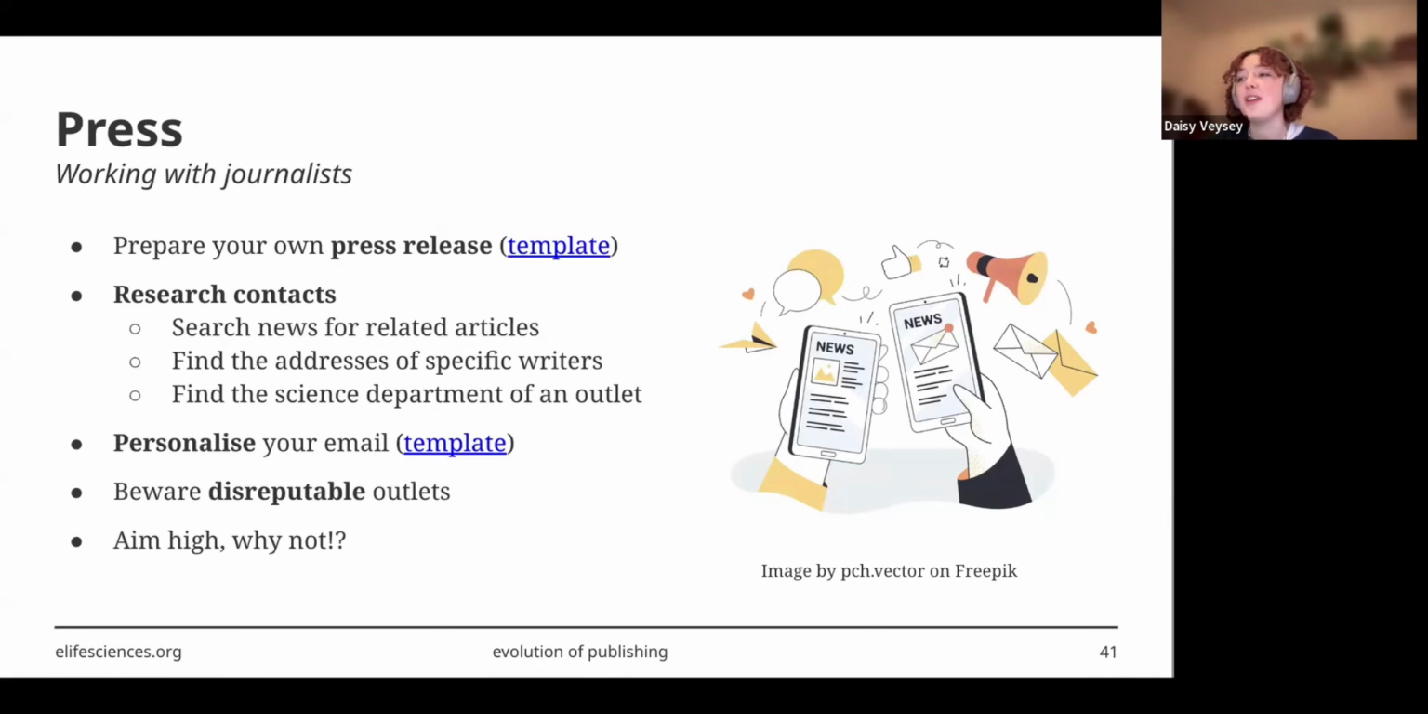A word of caution, not all outlets are equal. Some have a poor record with accuracy and sensationalism or ethics, so be selective. Don't owe your work to everyone who asks for it. And finally, aim high. There is no harm in trying major outlets. You just never know who's going to say yes. Many journalists rely on scientists reaching out. Even if it doesn't land, the worst thing they can say is no. And maybe you've built a contact for next time.